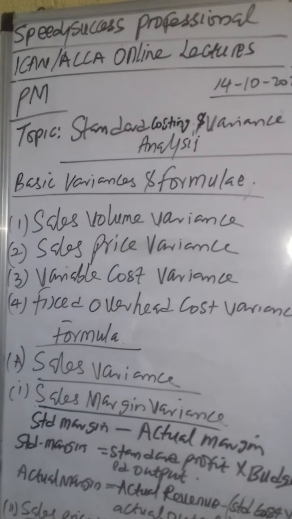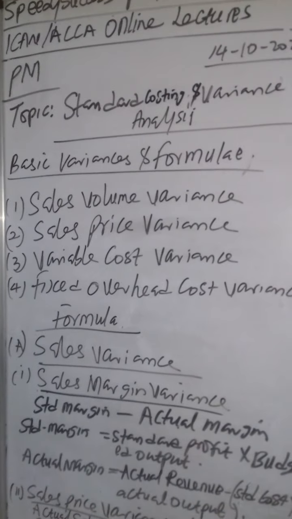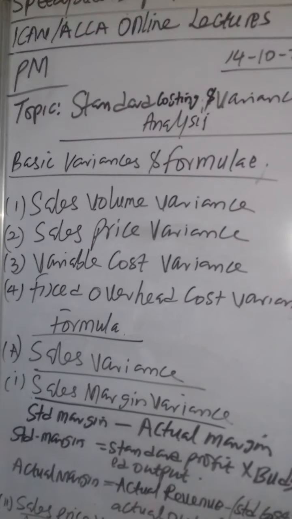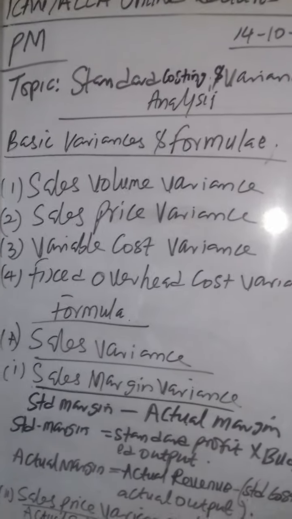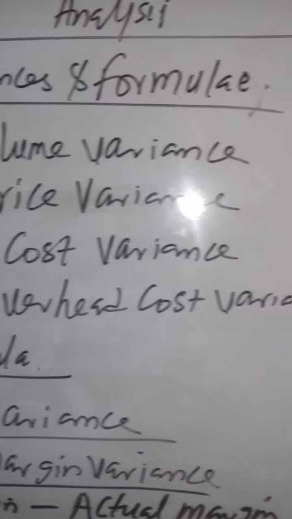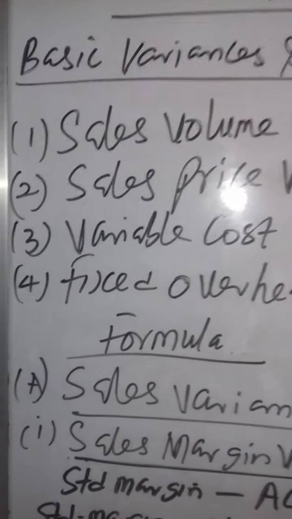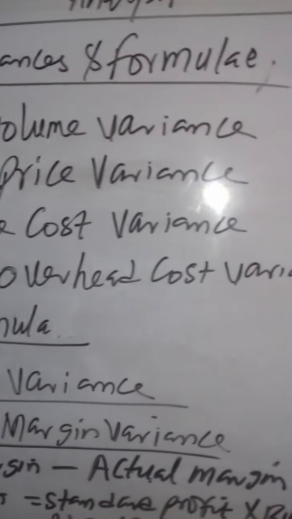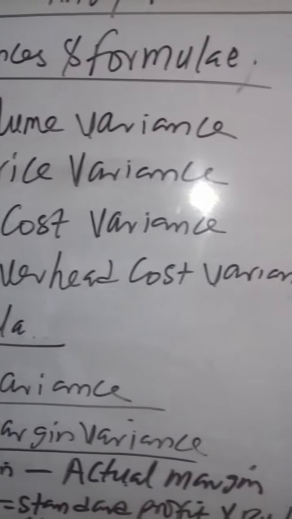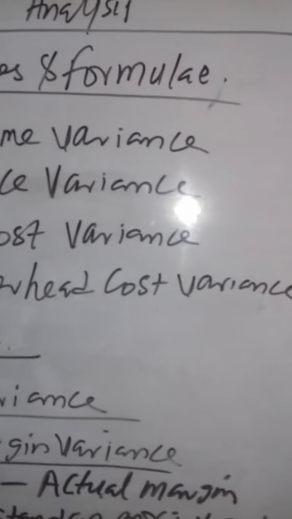Now, today we look at the various formulas on variance analysis. And as I start, let's look at the basic variances. The first one is sales volume variance. The second is sales price variance. And the third is variable cost variance. And the last is fixed overhead cost variance.